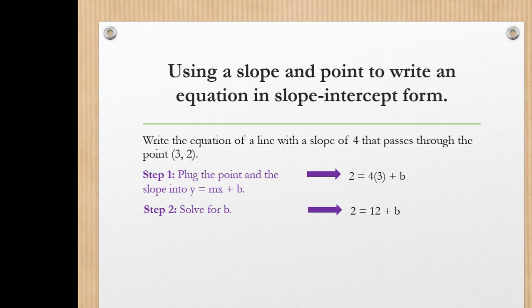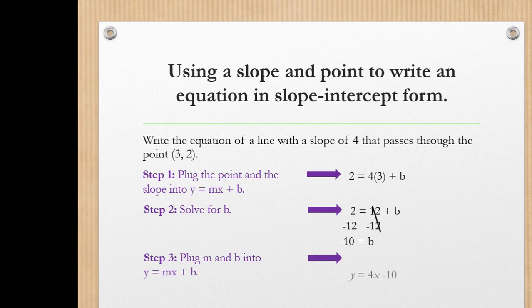The second step is we are going to solve for b. We want to simplify 4 times 3, which is 12, so we have 2 equals 12 plus b. We're going to isolate the variable by subtracting 12 from both sides, giving us b equals -10. Now that we have that, we can plug it into the equation y equals mx plus b, which results in y equals 4x minus 10.